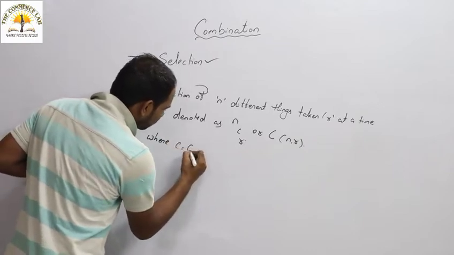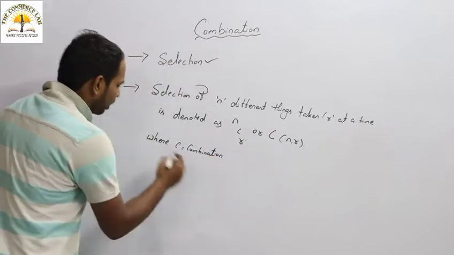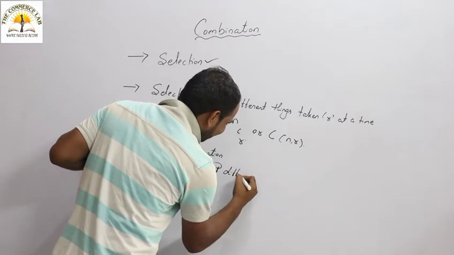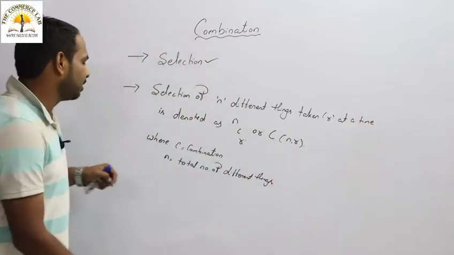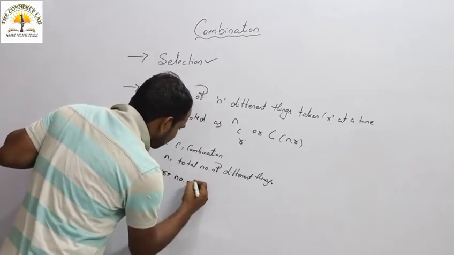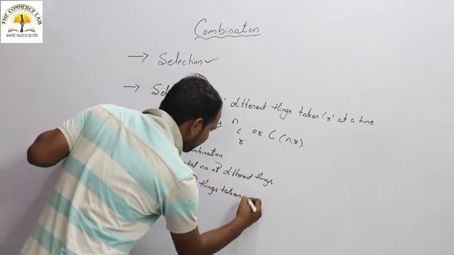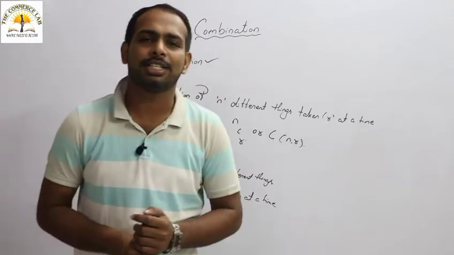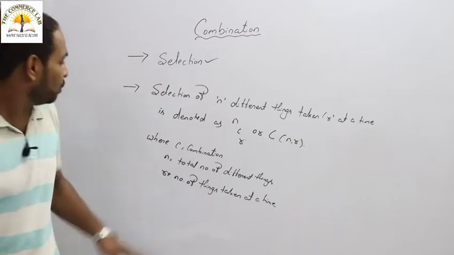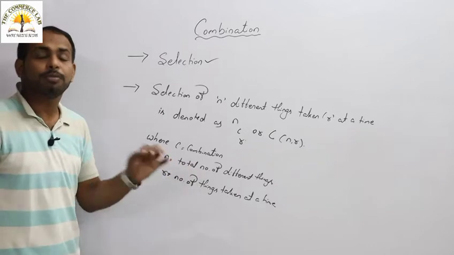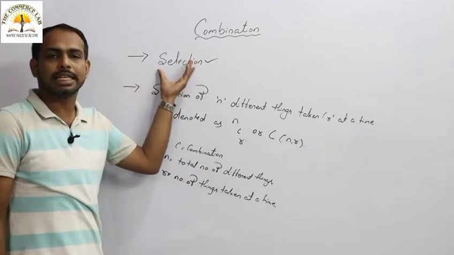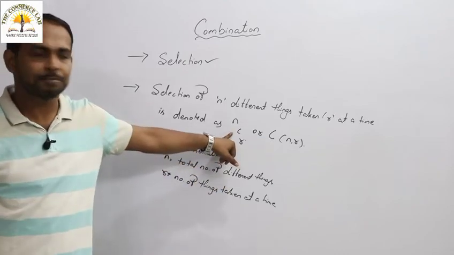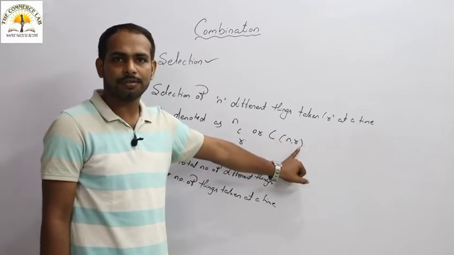Where C is your combination, n is your total number of different things, and r is your number of things taken at a time. We have to select r things from n different things. Combination is nothing but selection. We have to select r things from n different things, and that is denoted as nCr, or it can be written as C of n, r.